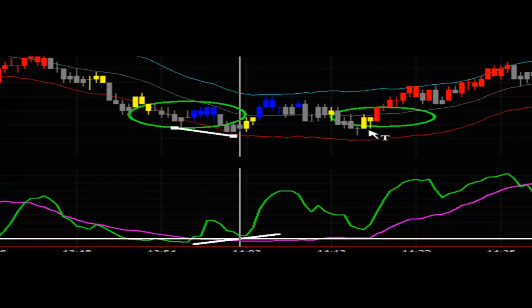I'll pull back into here. Yellow going to red is actually stronger than yellow going into blue. Okay, so this is a better trade than even just picking up a blue bar or this yellow to blue bar. Okay.